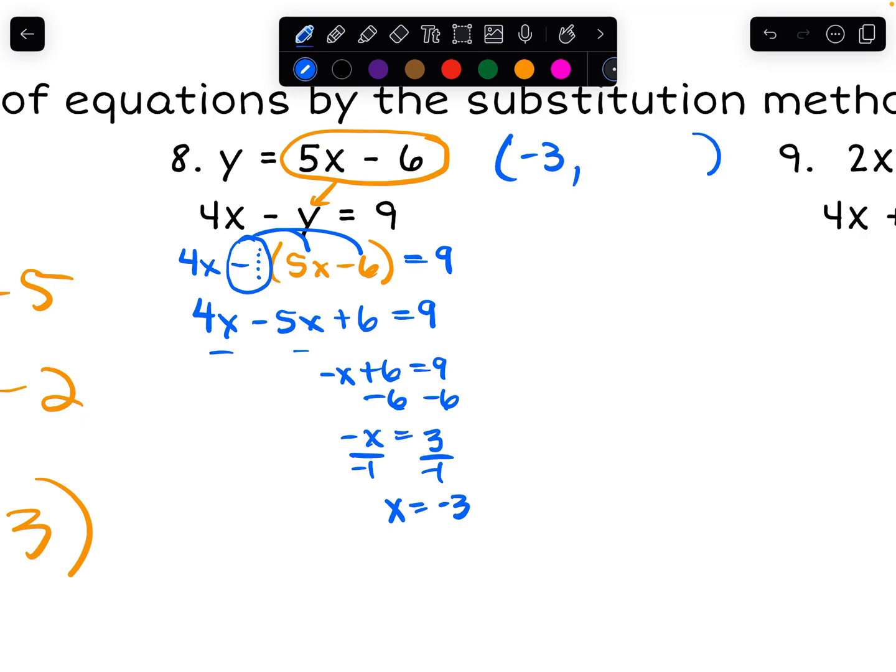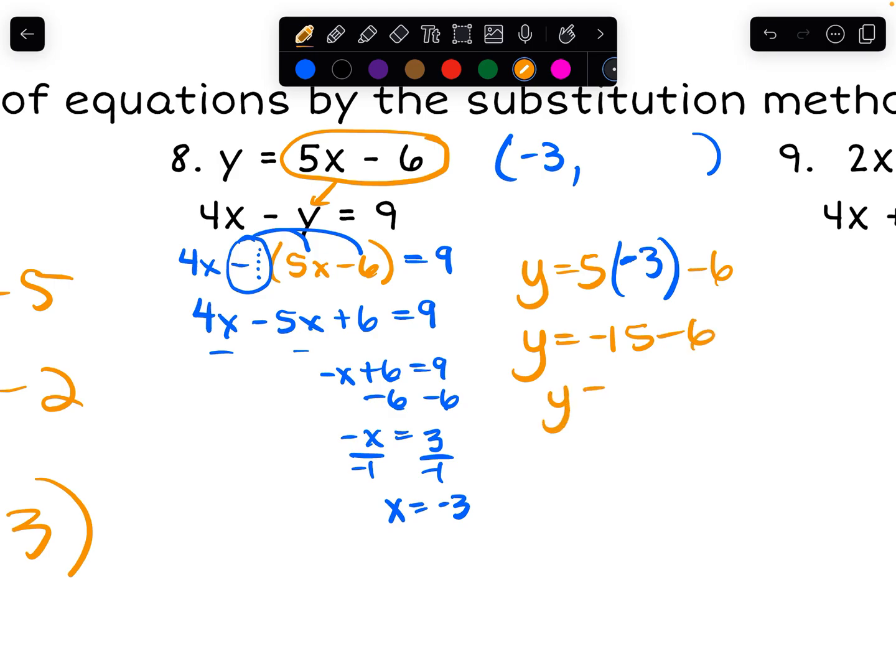Now I need to find my y value. So I'm going to plug that in. So y equals 5, and then I'm going to replace the x with -3. That was a horrible negative sign. Minus 6. -15 minus 6. That would get me -21.